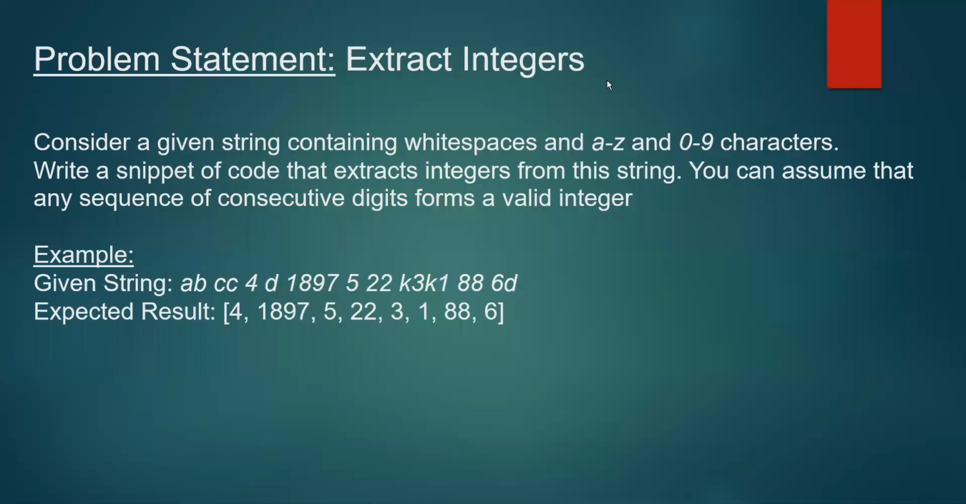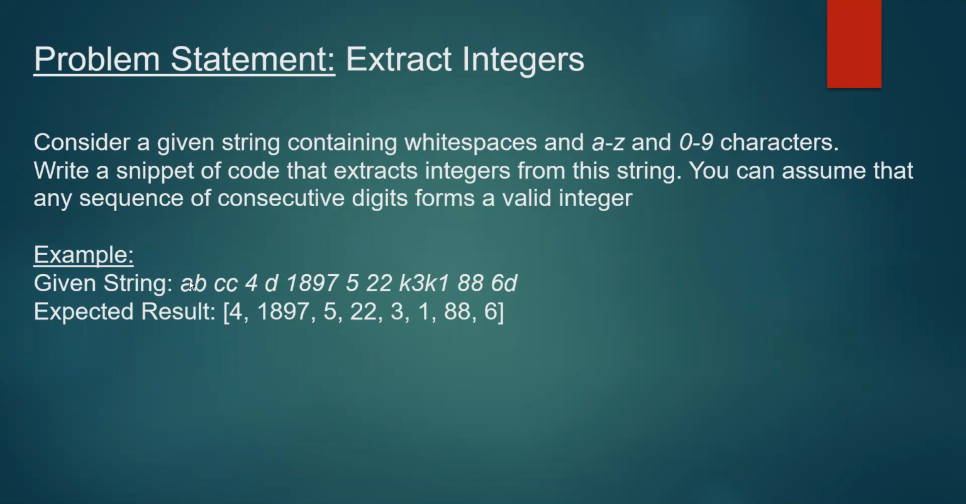Hi everyone. In this video, we are going to discuss another coding question, extracting integers from a string. Let's understand the problem statement. Consider a given string containing white spaces, lowercase letters a to z, and also digits 0 to 9. We need to write code that extracts integers from this string. We can assume that any sequence of consecutive digits is a valid integer.